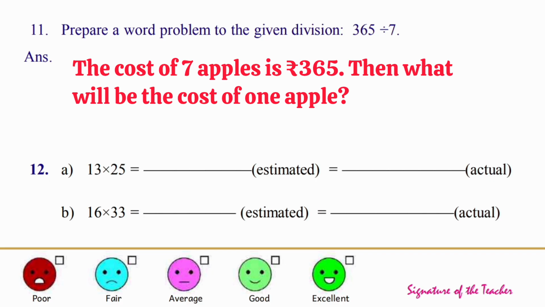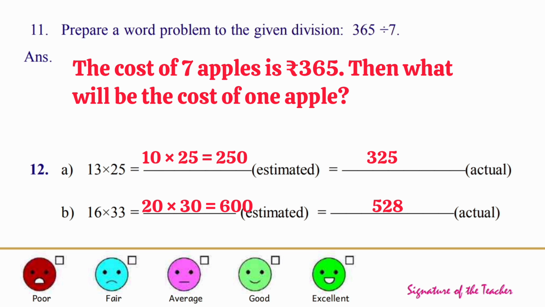Let's move on to the 12th question, which is 13 multiplied by 25 equal to dash. Estimated value we have to write, then actual value we have to write. Means 13 into 25. So 13 estimated value will be 10 and 25 estimated value will be 25 itself. So 250 is the answer, but actual answer is 325. That is 13 into 25 is 325.